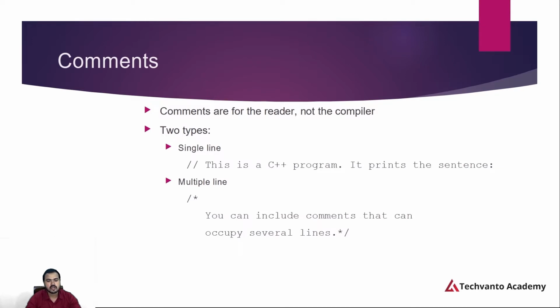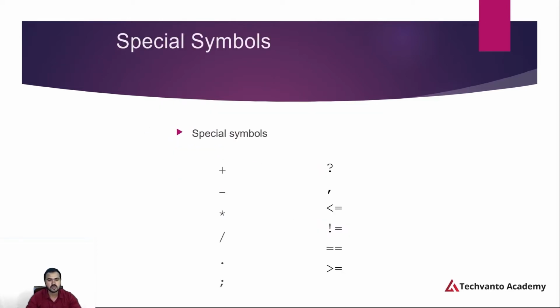Comments are for the reader, not just the compiler. There are two types of comments that we are going to be using: one is the single line comment, and the other is the multiple line comment. If you want to use a single line comment, you can use //, or otherwise if you want to use a multiple line comment, you can use /* and then */ at the end of the multiple line comment. And you can observe in this PPT the special symbols that we are going to be using in C++ programming, a very few of which I mentioned here: plus, minus, multiplication and division, not equal to, less than or equal to. As you can observe in this slide, you can go through them.